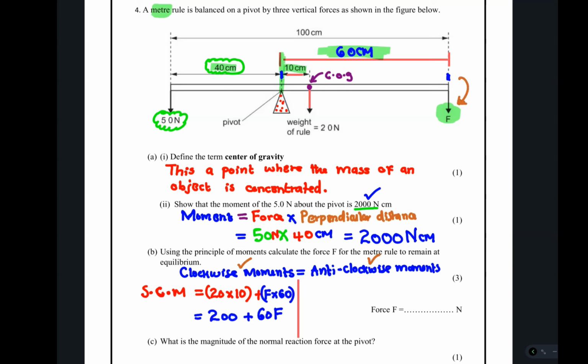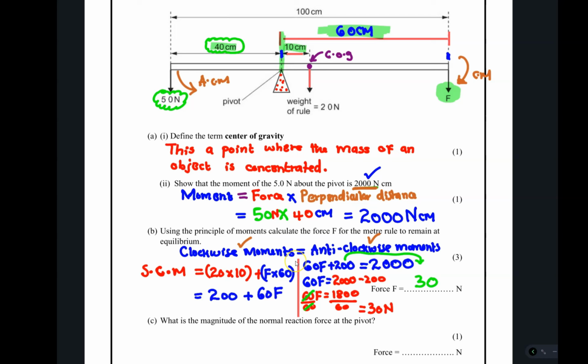Then we can now equate this to the anti-clockwise moment, which was 2000, and the 200 is going to be taken to the other side of the equal sign, and this is going to be 60F equals 1800. Divided by 60 both sides, we shall have our F equals what? Equals 30 newtons.